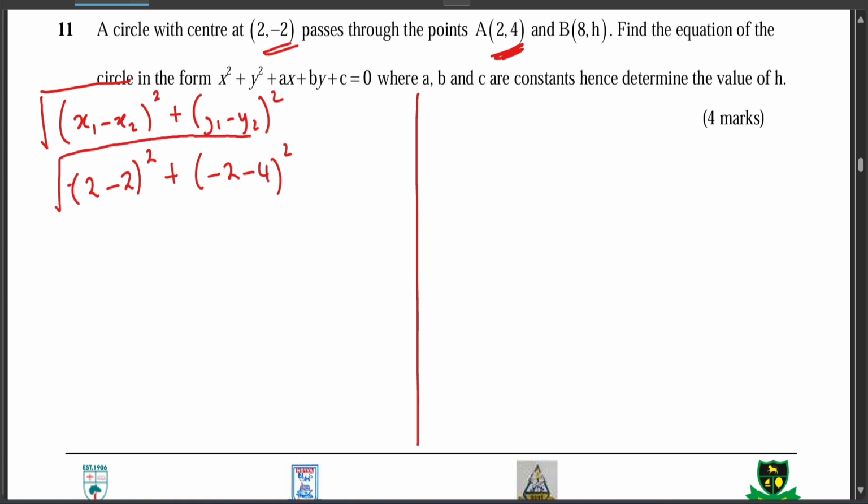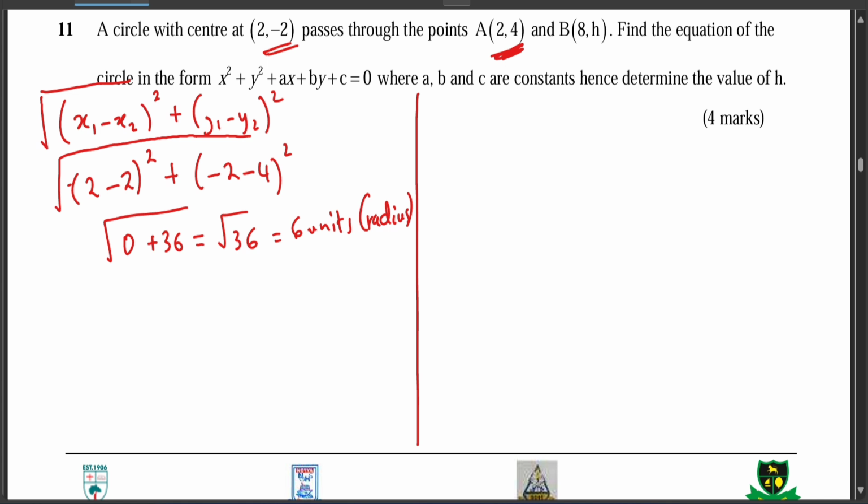So 2 minus 2 square hapa itakupa 0. Okay, minus 2 minus 4 itakupa minus 6, which if you square it itakupa positive 36. So gives you square root of 36, which is just 6 units. So hii ndo radius yako. Sawa. So hiyo radius itatusaidia pia kutafuta mambo mengine.